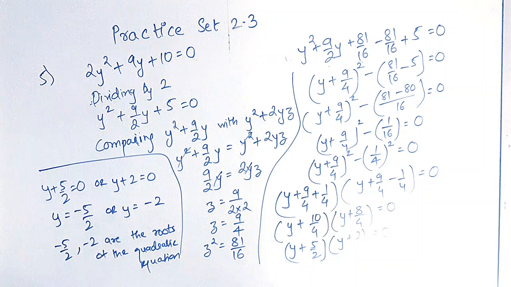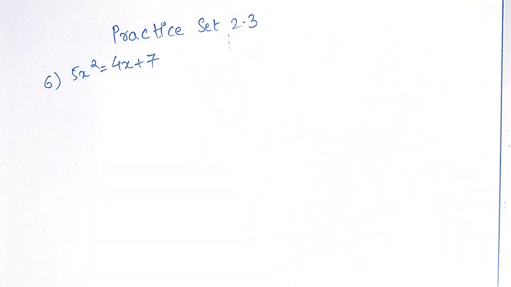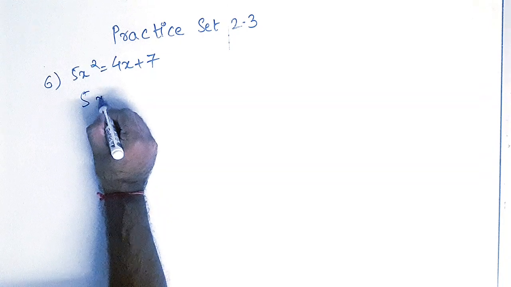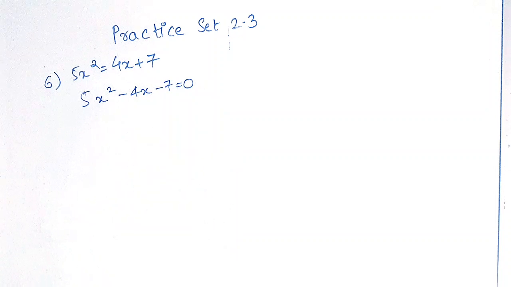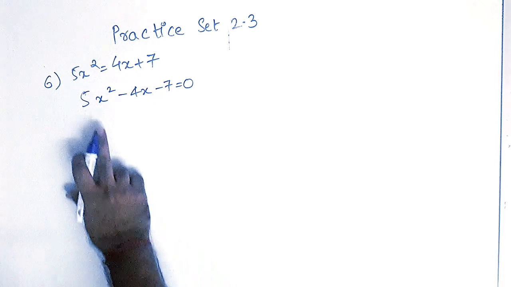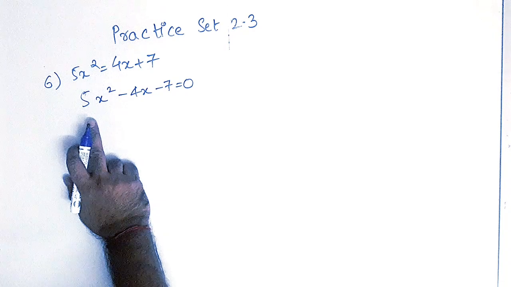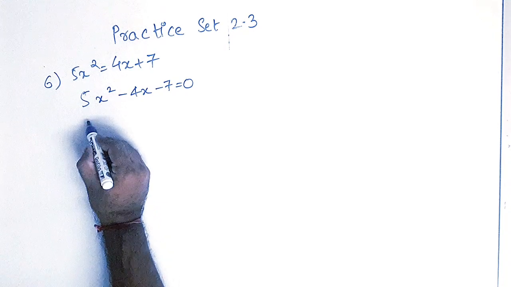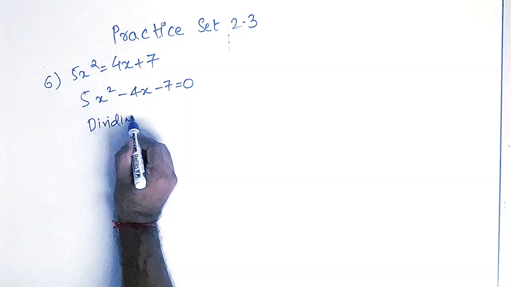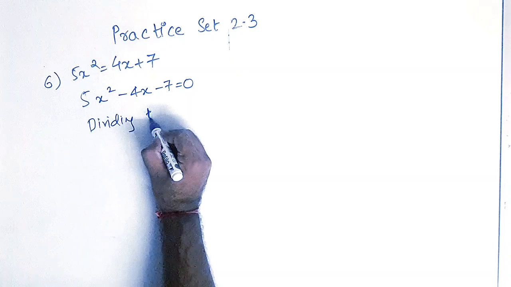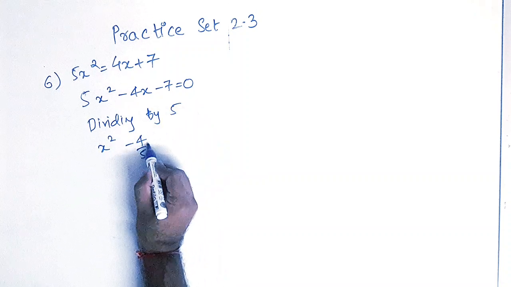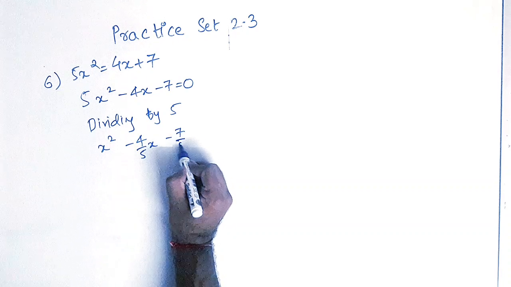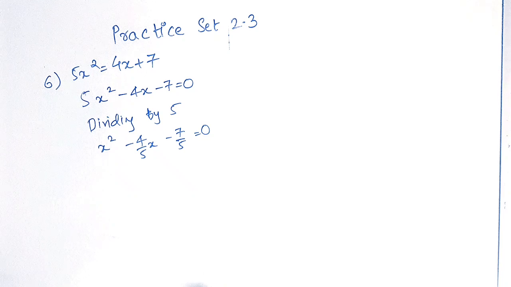Okay, then the sixth one is not given in standard form, so the very first thing we'll do is convert it into standard form. Okay, now this is in standard form, then we have to eliminate this 5. We don't want this coefficient. So how can we eliminate it? Simple, dividing the whole equation by the same coefficient, dividing by 5. What will we get? x square minus 4 by 5x minus 7 by 5 equals to 0.